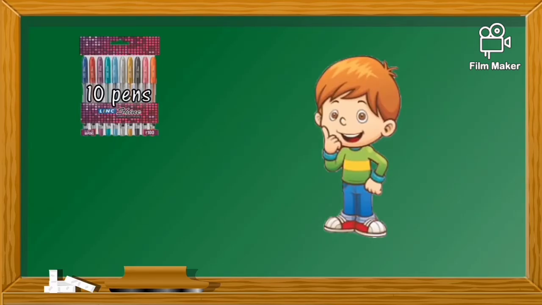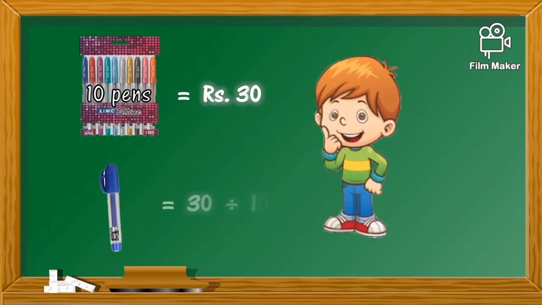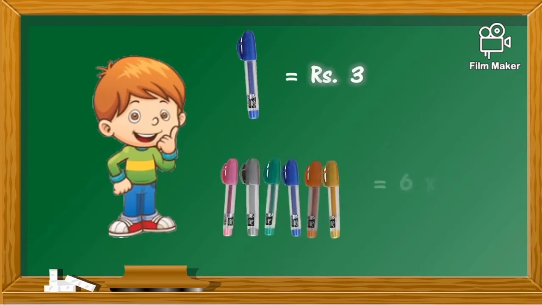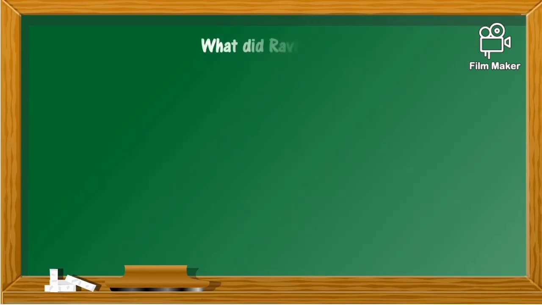Now he knows that if the cost of the 10 pens in one packet is 30 rupees, then the cost of 1 pen will be 30 divided by 10, which is equal to 3 rupees. And if the cost of 1 pen is 3 rupees, then the cost of 6 pens is 6 into 3, which is equal to 18 rupees.